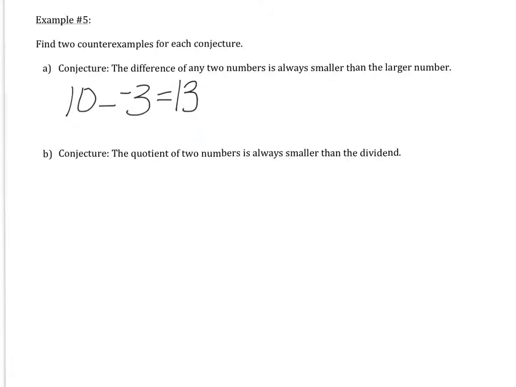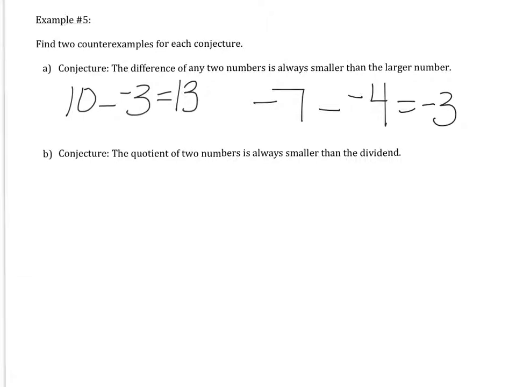Let's look at another example. If I take -7 minus -4, I get -3. The bigger number here is -4. -4 is actually bigger than -7. But when I subtracted the two, I got -3, which was actually bigger than -4 since it's closer to 0 on the number line. So here again, I found an example where the difference of any two numbers is actually bigger than the larger number, thus disproving this conjecture.